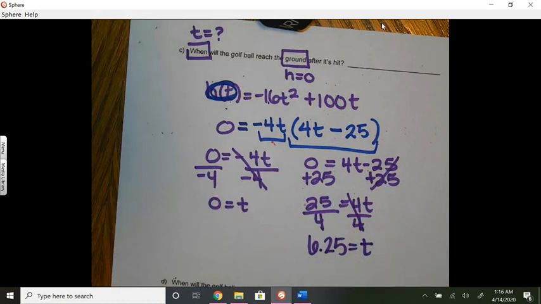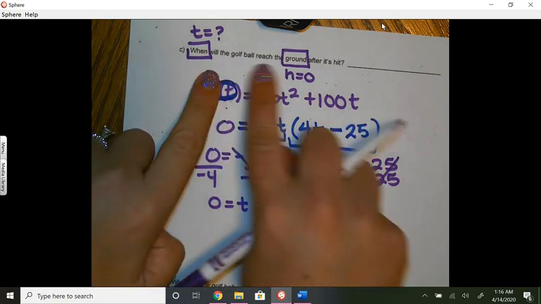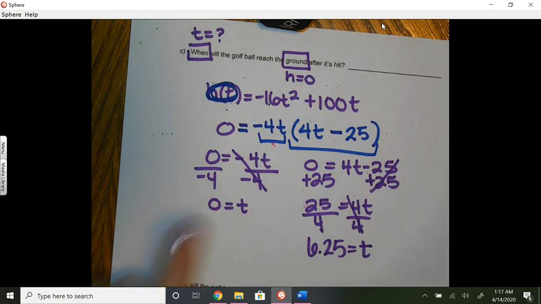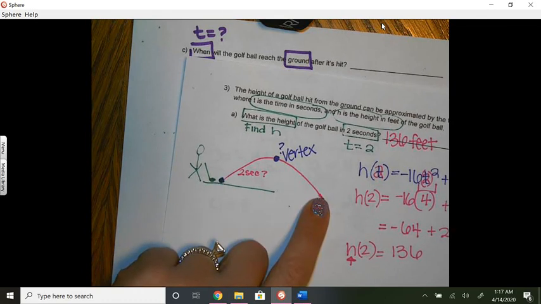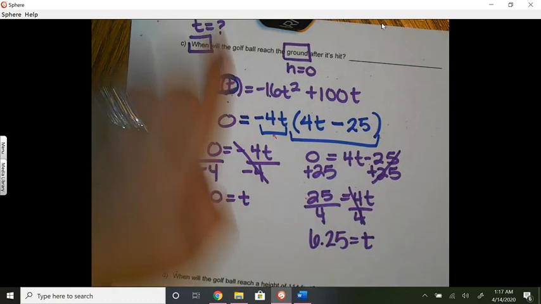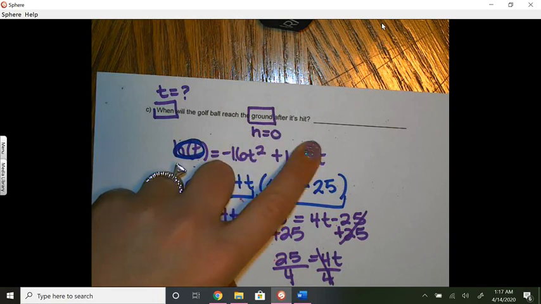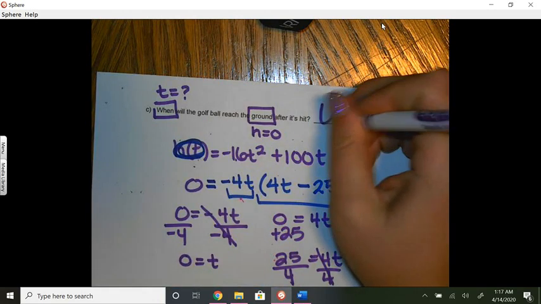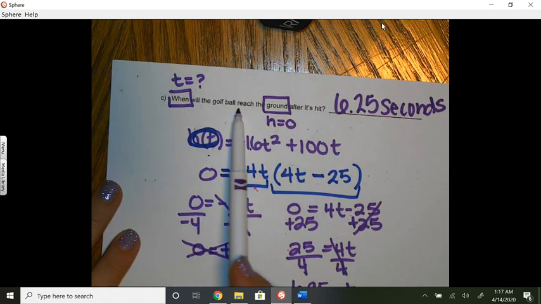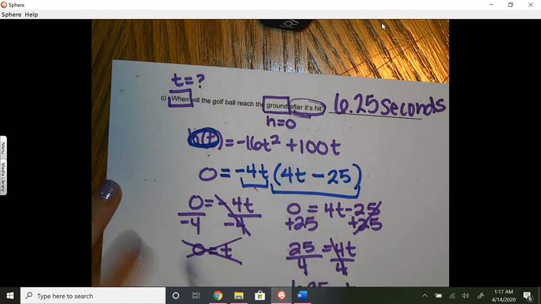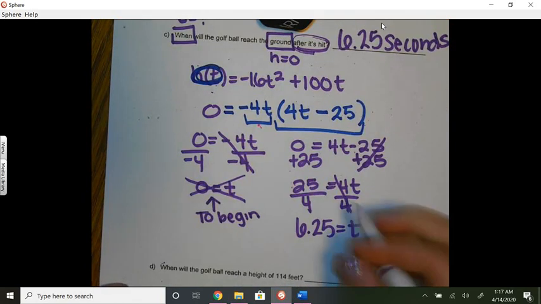So remember, t is seconds. So it says, when will the golf ball reach the ground? Well, at 0 seconds, we already knew that. So it's going to hit the ground here at 0 seconds, and then here again at 6.25 seconds. So it says, when will it reach the ground again after it's hit? So we would just write 6.25 seconds. Again, the reason why we're not going to include this one is because it says after it's hit. So this is to begin with, the golf ball is on the ground, and then this is after it's hit.